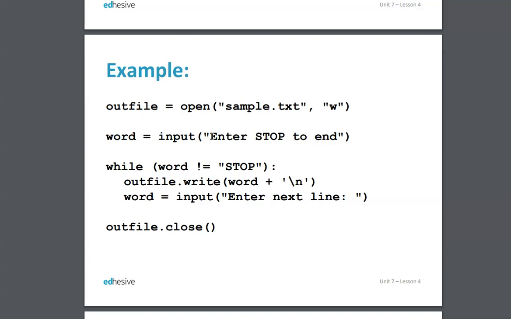We're going to input a word, and as long as it's not our flag value, stop, we're going to write it to the file. This is a key word here, a command, .write, that writes to the file. Please note we are putting an end of line character at the end of every line. Then we ask them to input the next line, and then we close the file. Again, you open, you work with the file, and then you close the file.